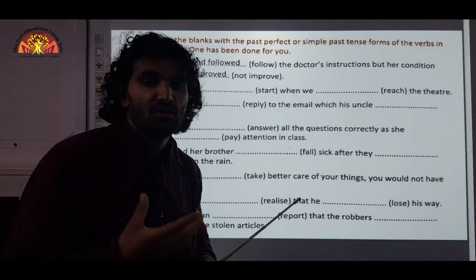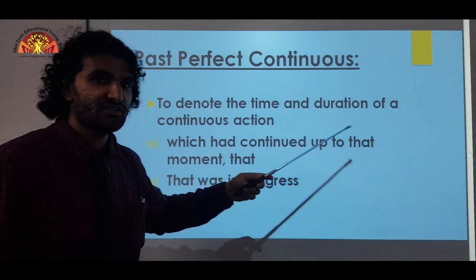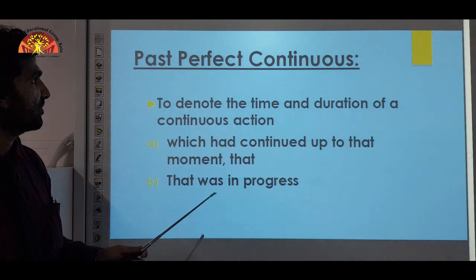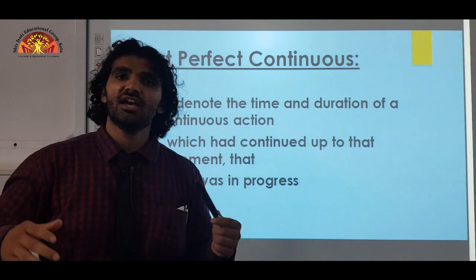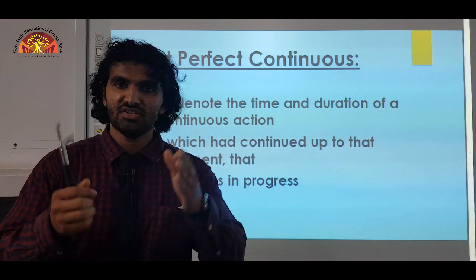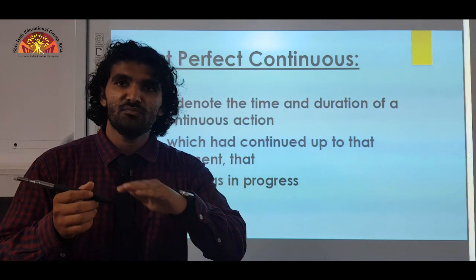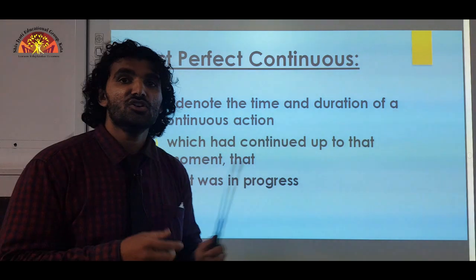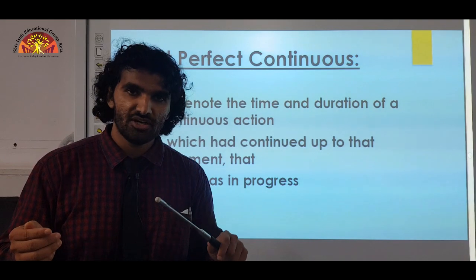We use them with had always to denote the time and duration of a continuous action which had continued up to that moment that was in progress. Past perfect continuous tense. I had been teaching you. He had been studying. He had been swimming. When we use present perfect continuous, we say have been using, has been using, but when we talk about past perfect continuous, we say had been using, had been swimming, had been singing, okay?